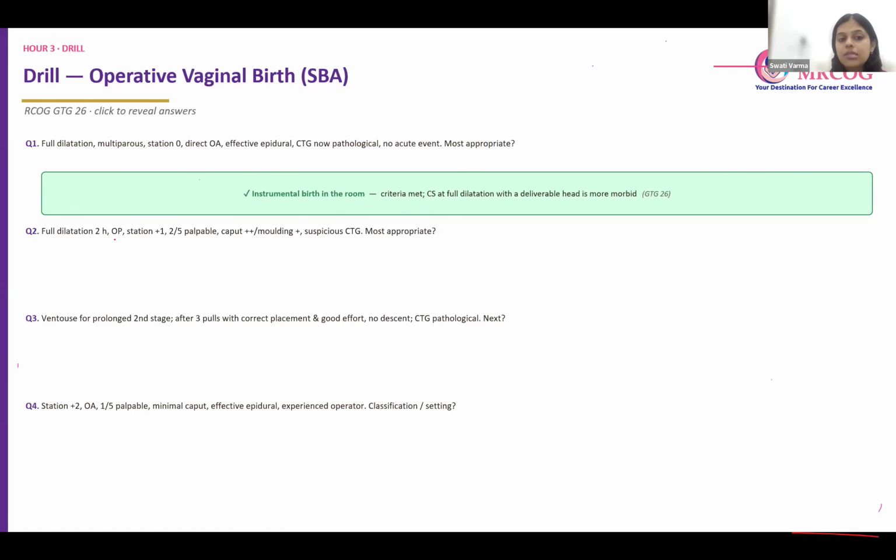Full dilatation 2 hours, occipito posterior, station is +1, 2/5 palpable. Now this is something which contraindicates instrumental birth, along with caput plus and molding plus and suspicious CTG. Here we'll have to shift her for cesarean section, and you will also need to search for an option that says you might need to reassess in the OT to look whether she has become eligible for assisted vaginal birth or not.